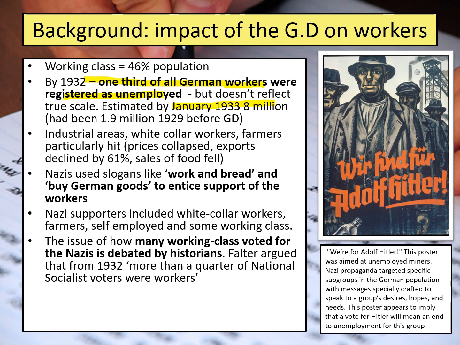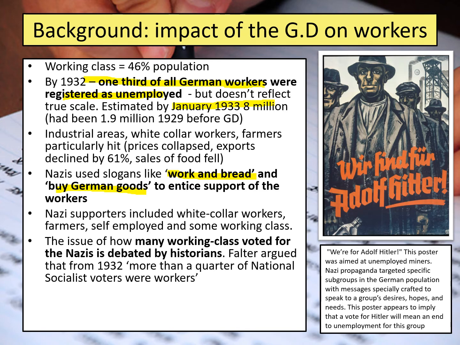So lots of workers, particularly people that were farmers and white collar workers, the Mittelstand, they particularly supported the Nazis, but there were also some people that worked in industrial areas and some working class people that were enticed by ideas like the Nazis providing work and bread, and they liked other messages of their campaigns like buy German goods, so they rely less on getting imports, and it would help German companies as well.